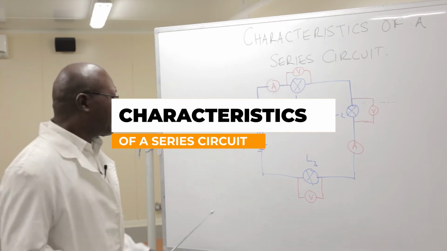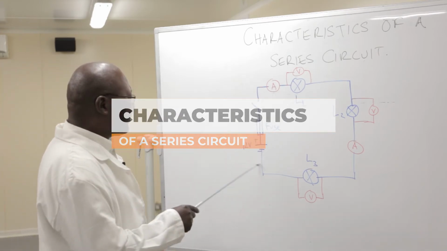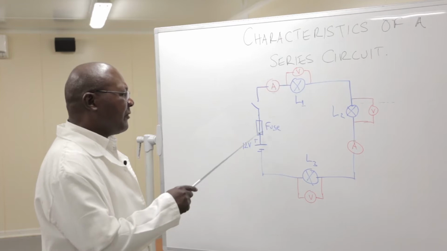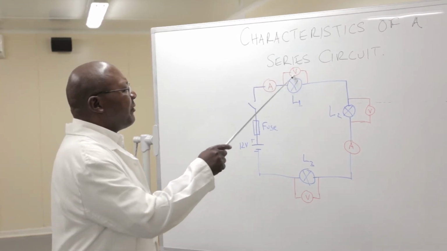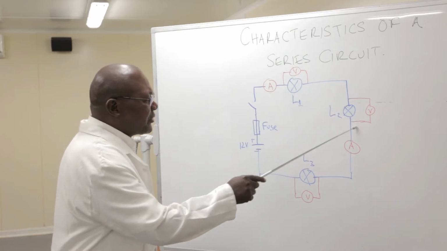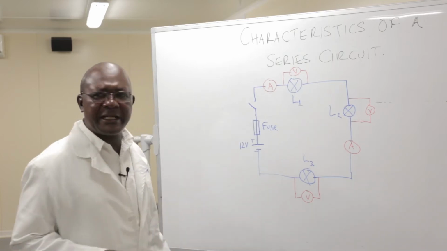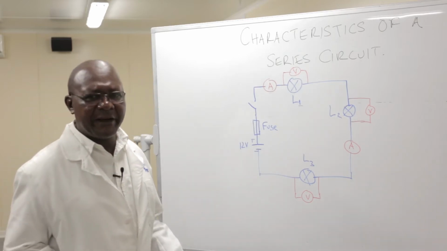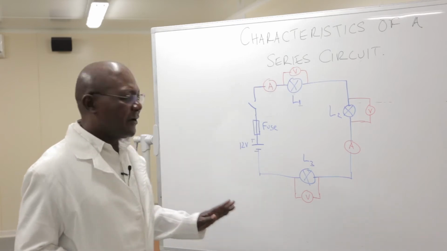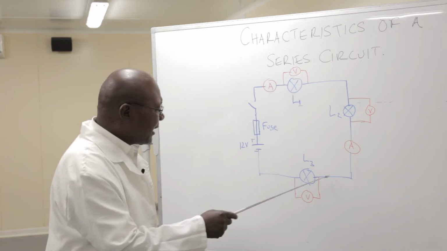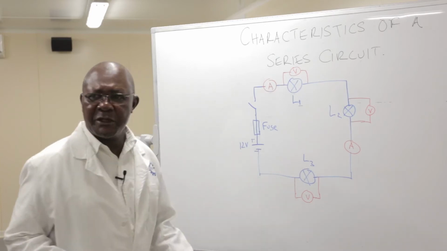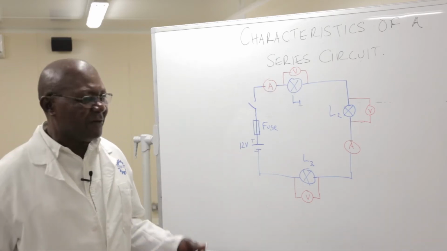In a series circuit, you can see that from the battery, which is the source, we've got a fuse and then a switch, and then we've got lamp 1, lamp 2, and lamp 3 all connected in series such that the current has only got one path. From the source, it will pass through the first lamp, lamp 2, and lamp 3 back to the source. So it means there's only one passage for current.